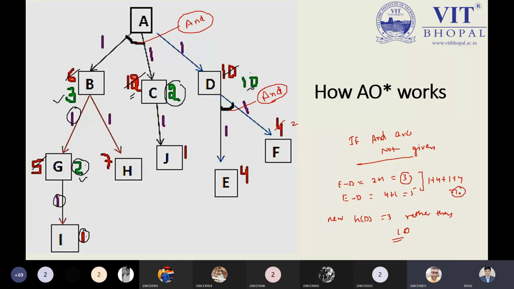Yes, just tell me, sir. Suppose the AND arc is not given and you have not changed the value of 4 to 2, then you are getting both values the same, 5 and 5. Am I right? Yes. No issue. So this would be 5 as it is, because 5 is the lesser value than 10, which is the previous value. So we will choose the 5 as it is. No issue. Okay, sir.